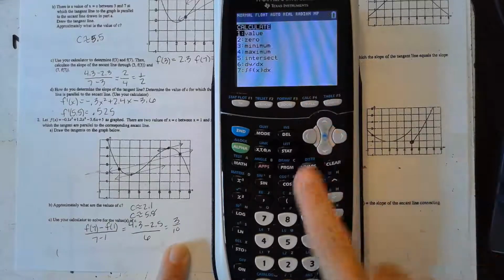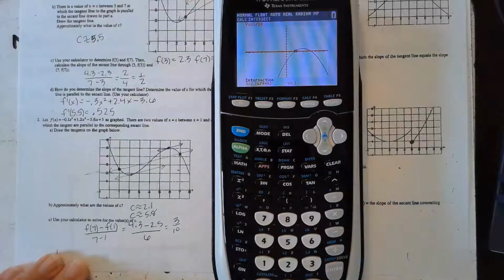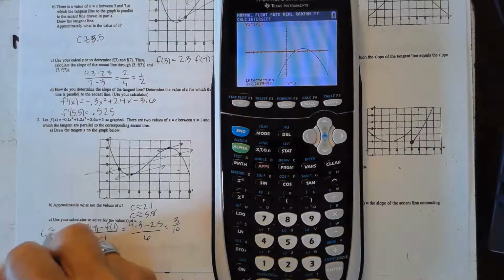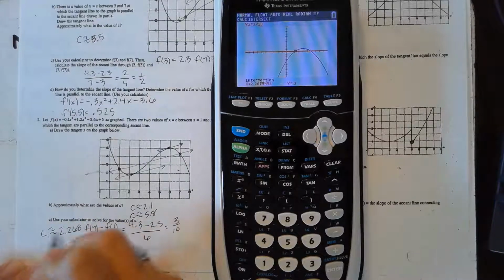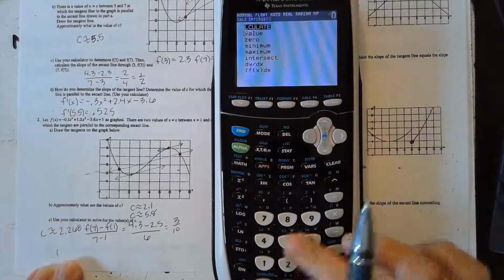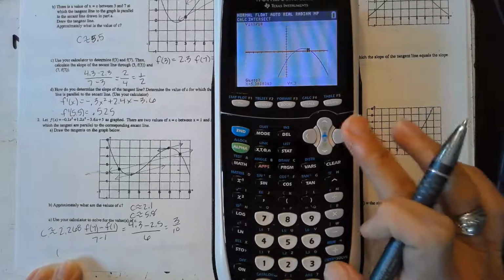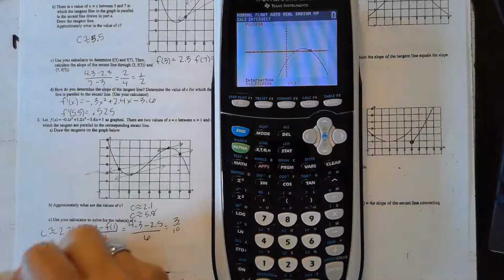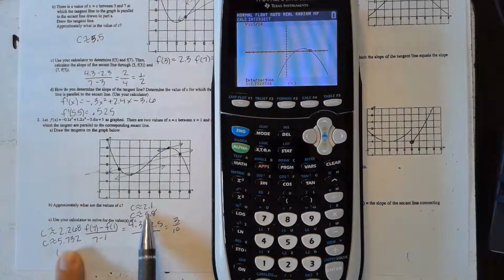Second trace, 5 for intersect, 1, 2, 3. And the one c value is approximately 2.268, and remember, round to 3 decimal places. Second trace, 5 for intersect. Scroll right over. 1, 2, 3. And its c is approximately 5.732. Is it approximately what we said? Yeah, very close to it.